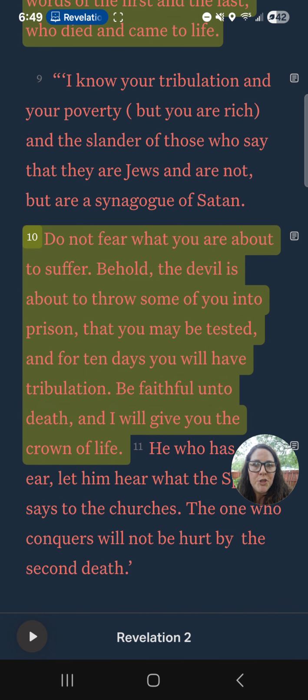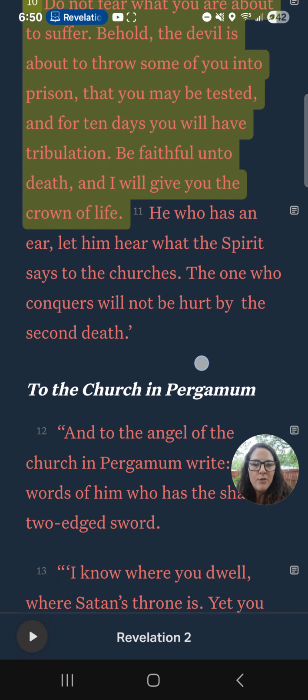He says, "Do not fear what you are about to suffer. Behold, the devil is about to throw some of you into prison, that you may be tested, and for 10 days you will have tribulation. Be faithful unto death, and I will give you the crown of life." So that is that church.